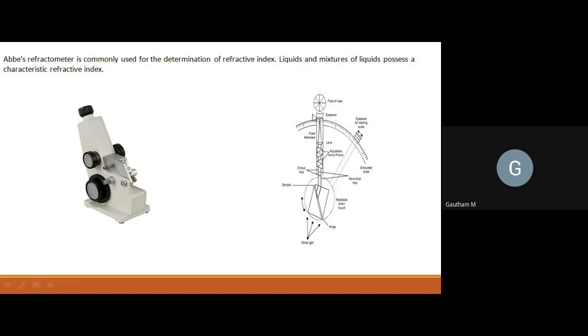Now let us see the working of an Abbe refractometer. The light enters through an opening, and inside you can see a prism. The prism disperses the light, and this light falls again on the sample. Through the sample, the light passes into the second prism, and then it falls into the lens. Do you remember its working?